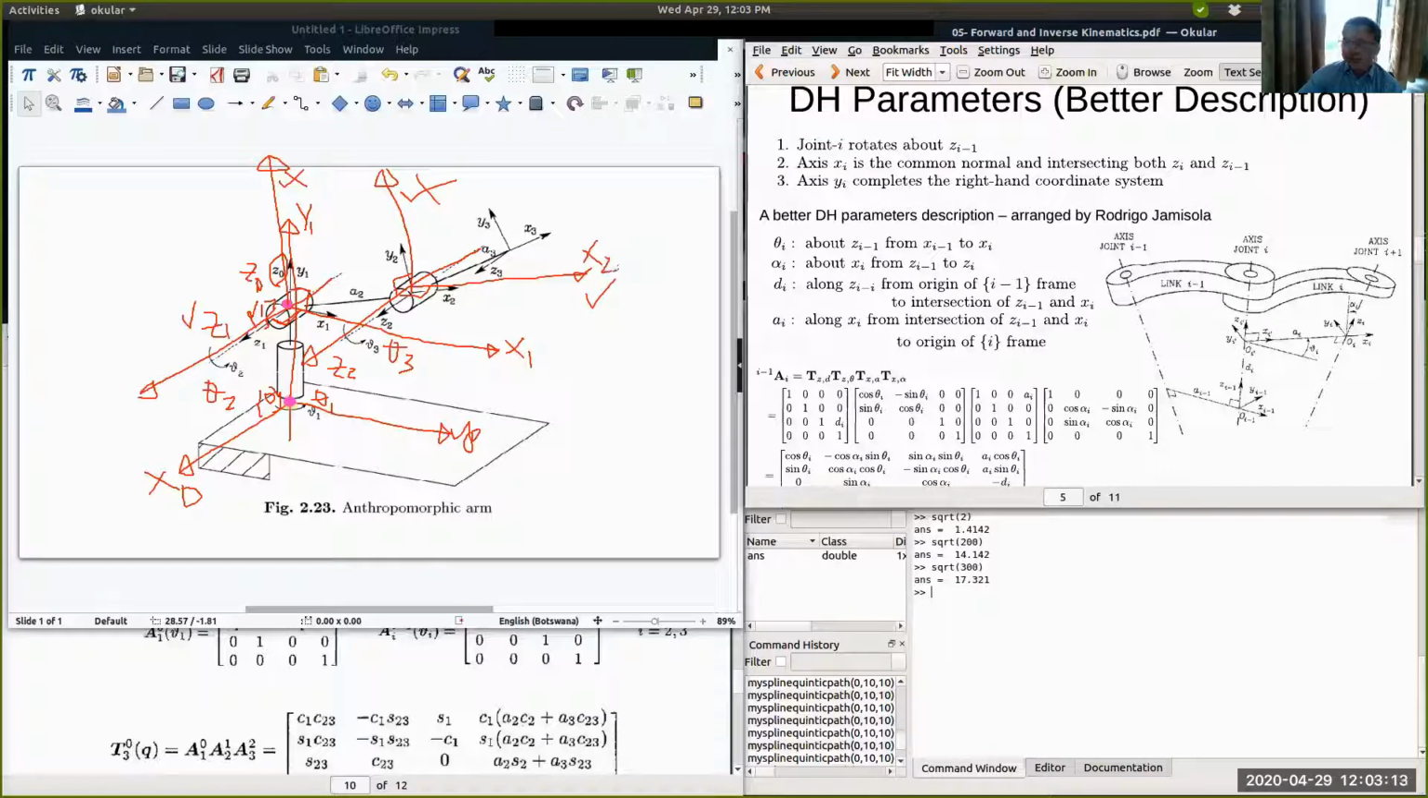Let's erase the other ones. Let's erase this. We don't need this. Now where is your Y2? Okay, let's remove that. Y2 completes the right-hand rule, and so that's X1 and X2, and this is correct. Y2 will be up here.